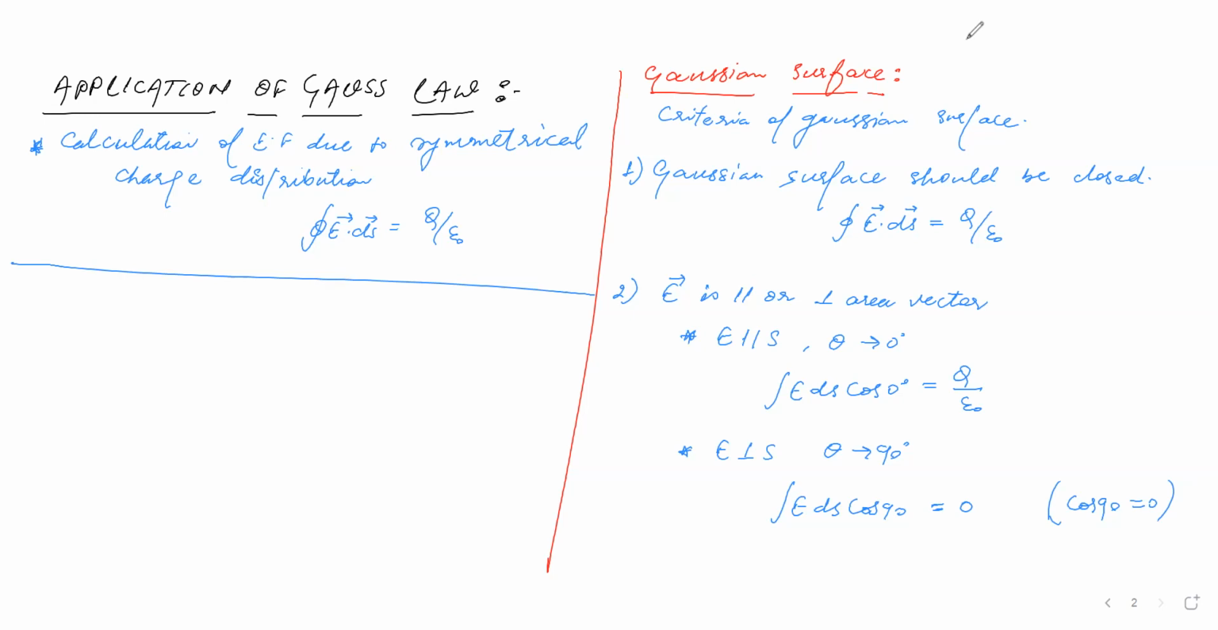Just like, if you are choosing a Gaussian surface like this, then it is wrong. But if you are choosing a Gaussian surface like this, then it is correct, because this is a closed surface. Are you clear or not? Yes, sir.